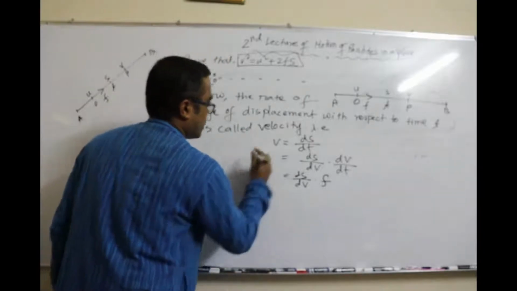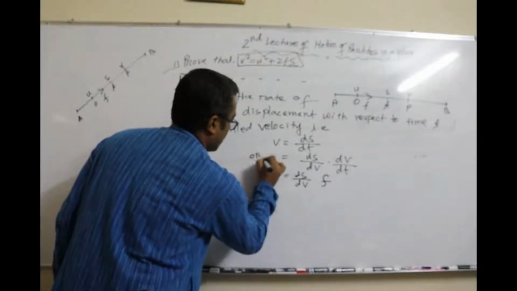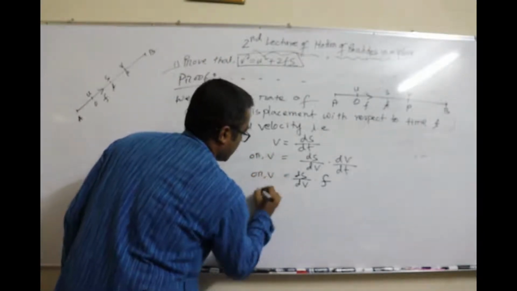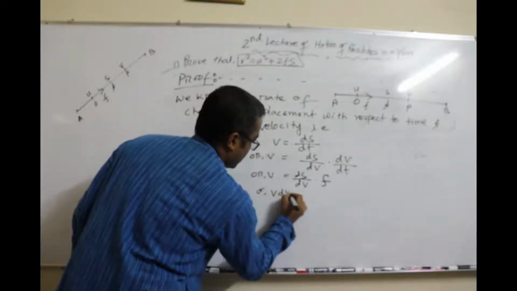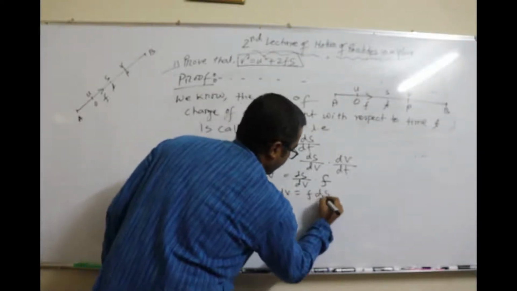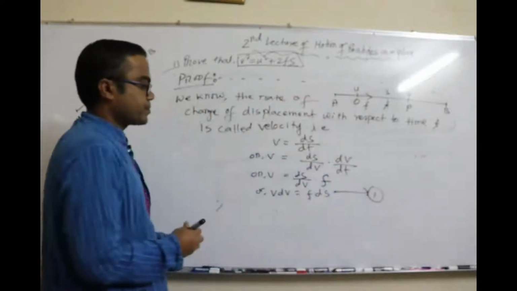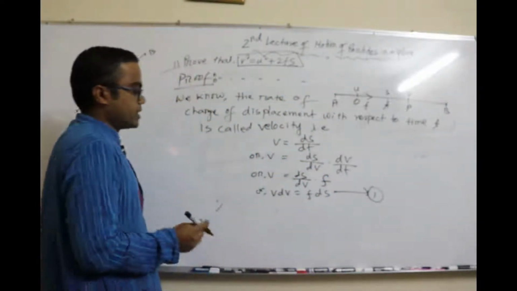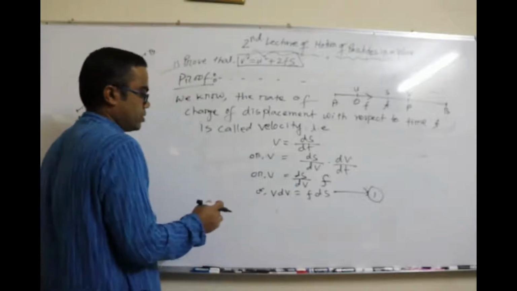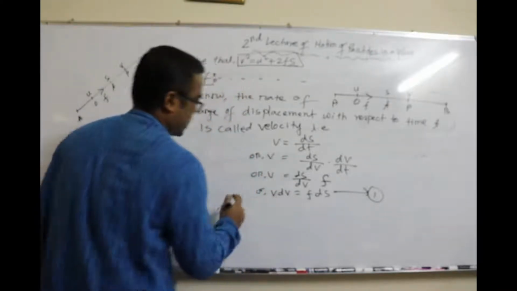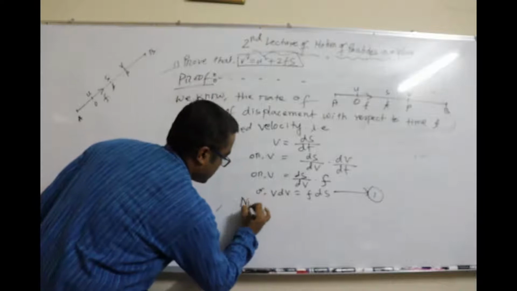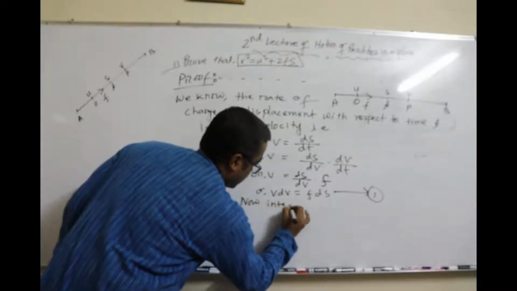Okay. So now after cross multiplication we get v dv equal to f ds. This is equation number 1. Now integrating both sides we get.